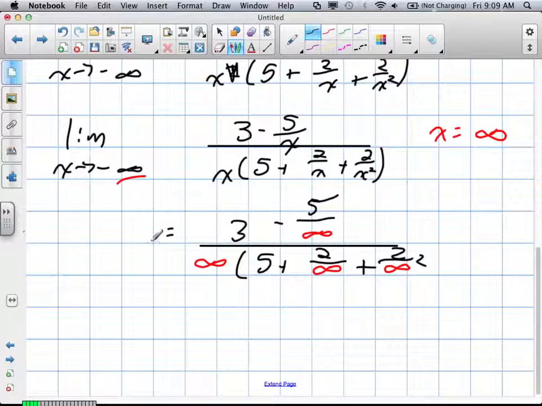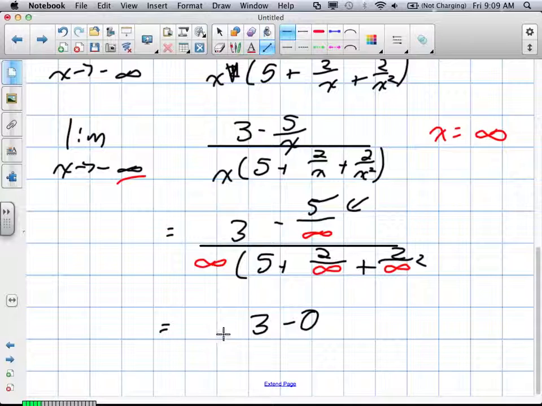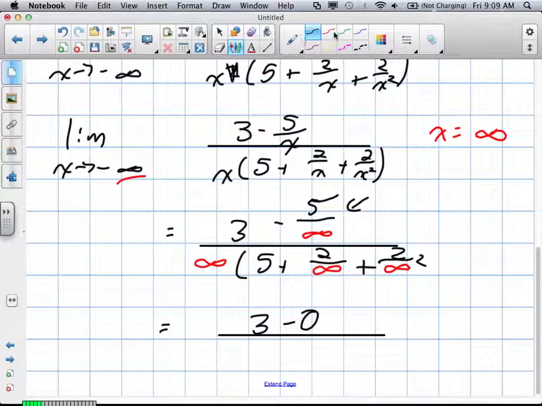Well, like we talked about in the last example, if we divide a term by an infinite value, we're creating a 0. So we have 3 subtract 0 divided by. Now, here we're not dividing that term by an infinite value, so I'm going to keep this infinite value. We're technically going to be multiplying by it on the outside. Then we have 5 plus 2 divided by an infinite value is 0, and again 0.